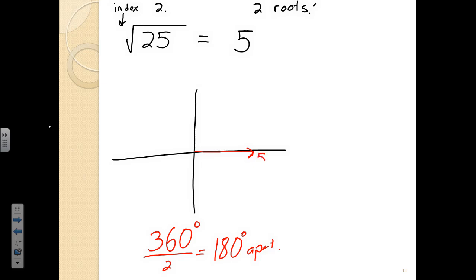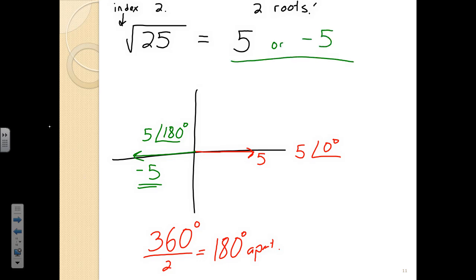So if we've got one root here at 5, or in other words 5 at 0 degrees, the other one must be back here 180 degrees in the opposite direction, which is 5 at 180 degrees, better known as -5. And of course it is, because the square root of 25 is 5 or -5, which everybody knows. So there they are. We don't even need the imaginary axis on this, but I just wanted you to see that even for basic square roots, those are in place.